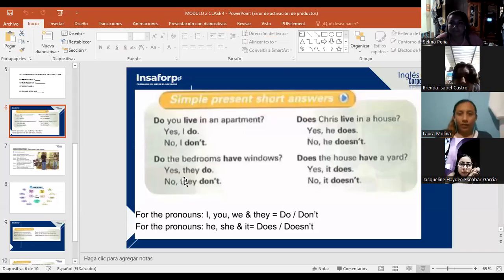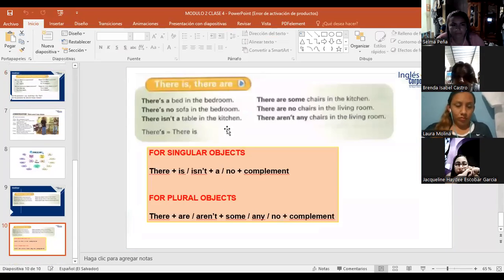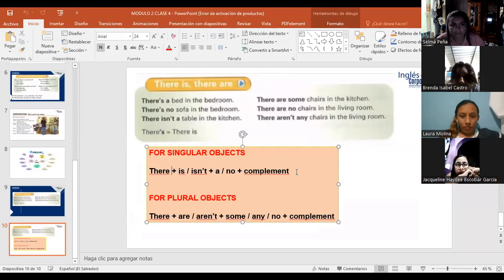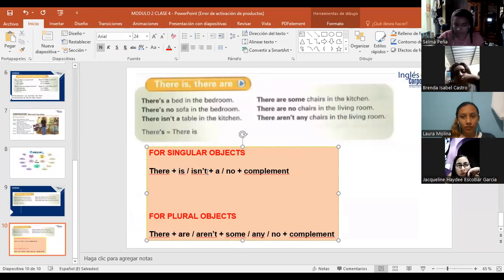Okay, perfect. Let's see. Now, guys, here I have how to create a sentence. Let's start with the first one, okay? So we have, para una oración positiva, okay? For positive sentence, we use there is, okay? This is using is, okay? So we have there is, okay?